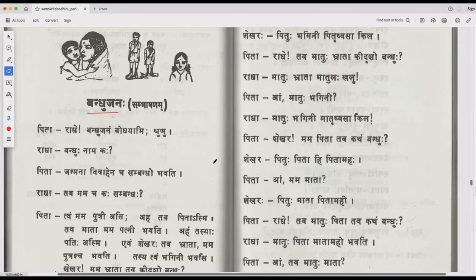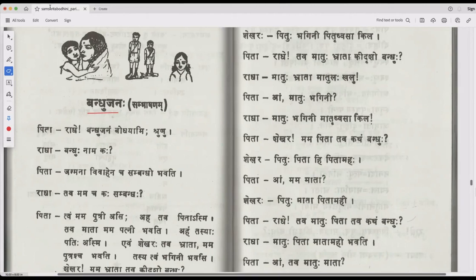Bandhujanam bodhayami. This is just a semicolon here. Bandhu janam bodhayami. Bodhayami. Shrunu. This is, hey Radhe, I will teach you about bandhujana, about relatives. Bandhujanam bodhayami, I will make you understand who a relative is. Shrunu, listen to it.